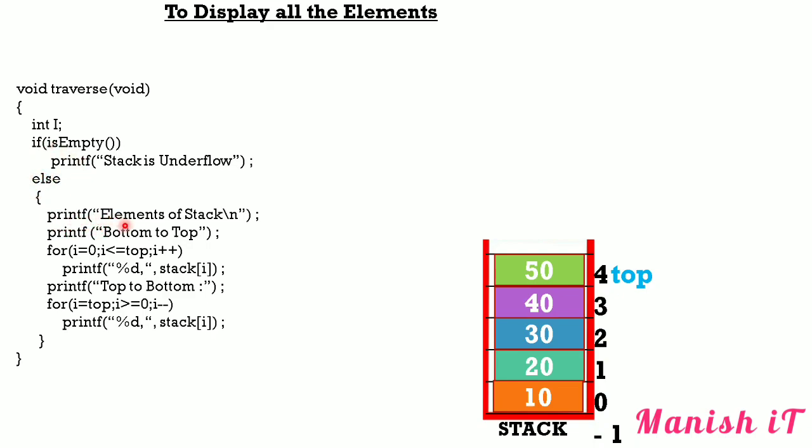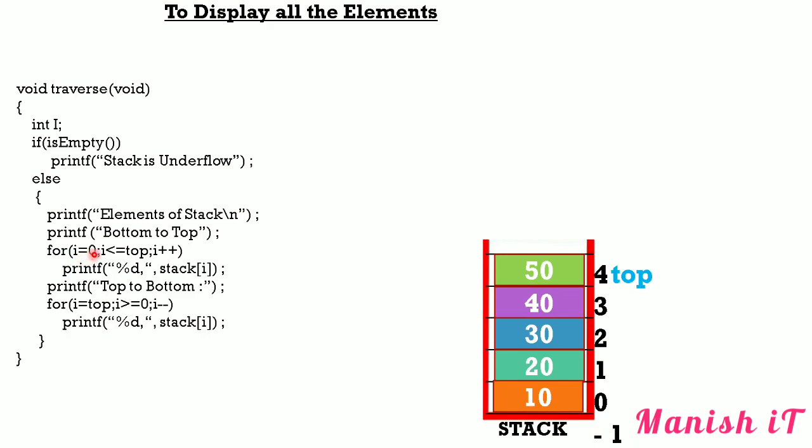So the else part simply prints the elements of a stack, and the other prints from bottom to top. So the values are printed in two ways, top to bottom and bottom to top. If the user wants to print bottom to top, then we have to write our logic accordingly inside the for loop.